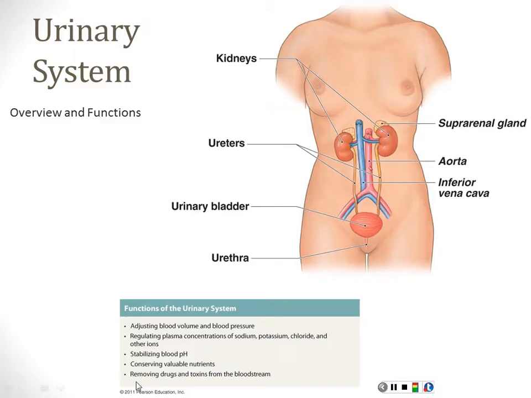And then finally, removal of drugs and toxins. Toxins you could call waste products, but I think that should be up here. But anyway, many of the medications that we give patients leave the patient's body through the kidney. Many of us have taken medicine at least once in our lives and wondered, why do you have to take it twice a day? Why do you have to take it three times a day?